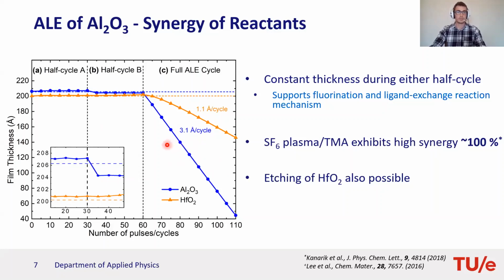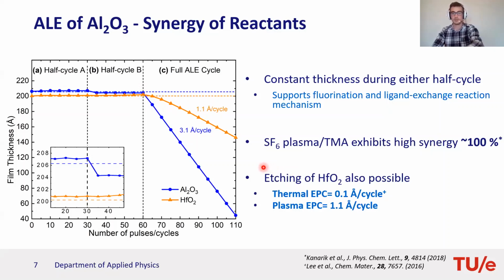Unfortunately, we weren't able to fully investigate this process, but we believe that it will show ALE behavior, as etching is not observed when only dosing half cycle A or B, but can be observed when dosing alternating AB half cycles. It was also noted that the etch per cycle we achieved here was higher than a comparable thermal ALE etch per cycle using hydrogen fluoride and TMA. We hope once coronavirus is over, we'll be able to go back into the lab and finish off this experiment.